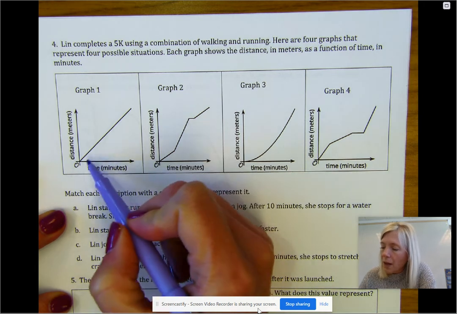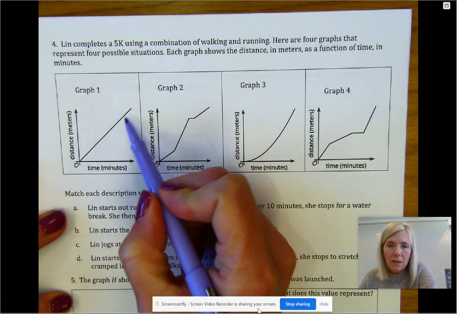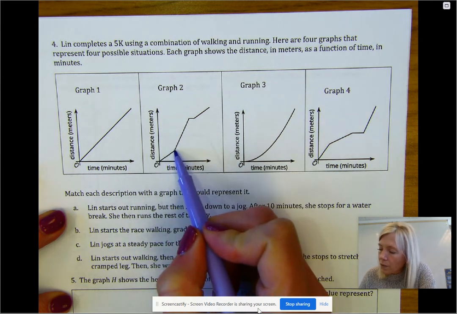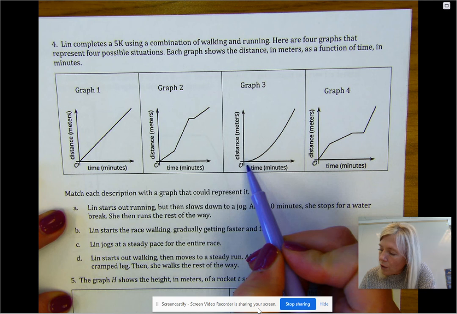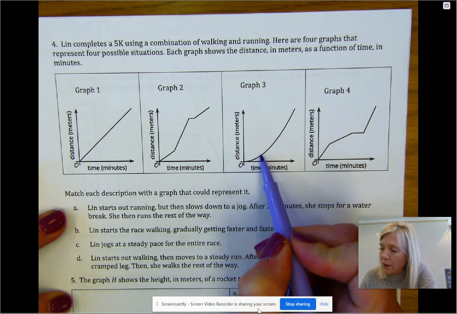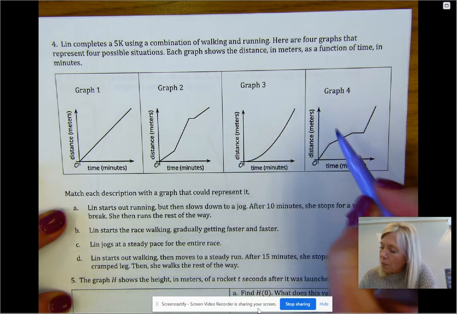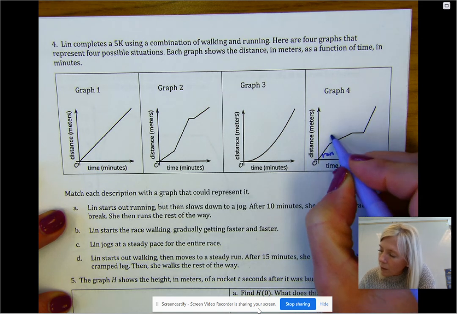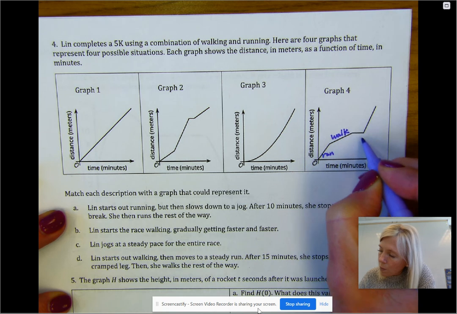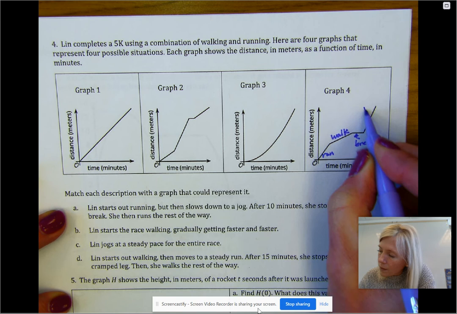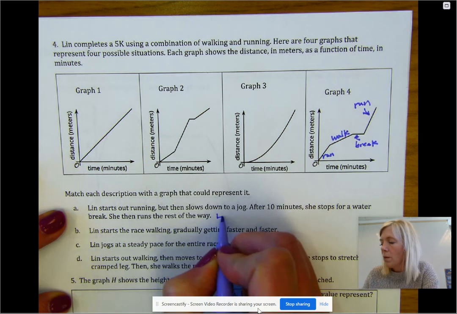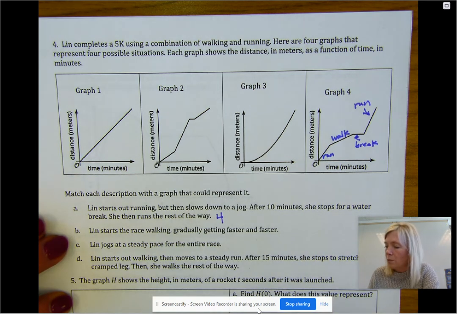So this has like a continuous, like the speed stays the same. This starts out slow and then goes fast. This starts out slow and increasingly gets faster and faster. But here I see, oh, here would be the run. Here would be the walk. This would be her water break. And then she runs again. Okay, so it looks like graph 4 best represents situation A or description A.